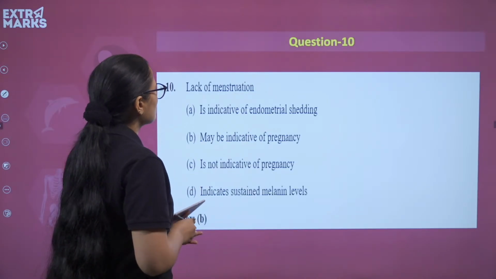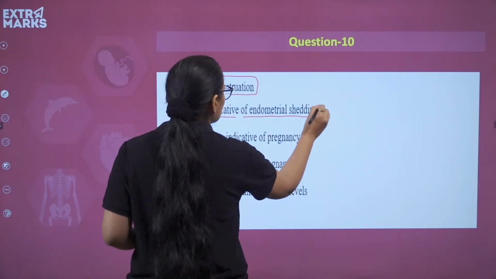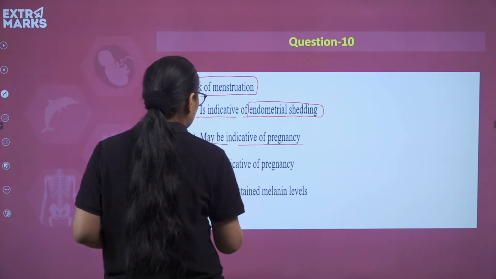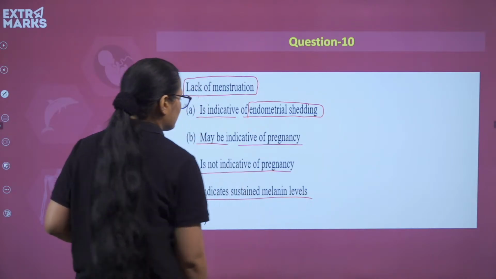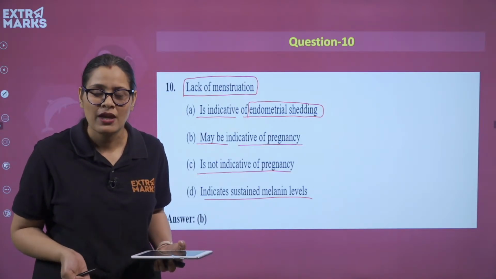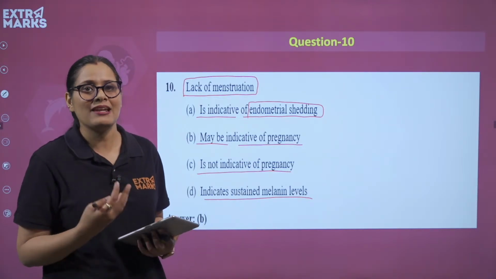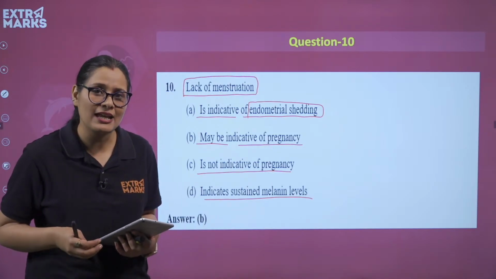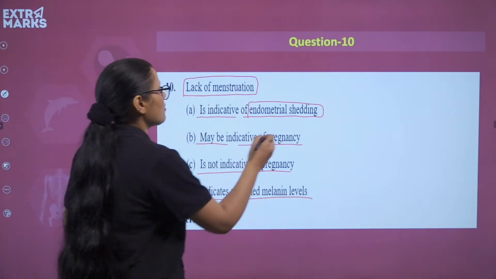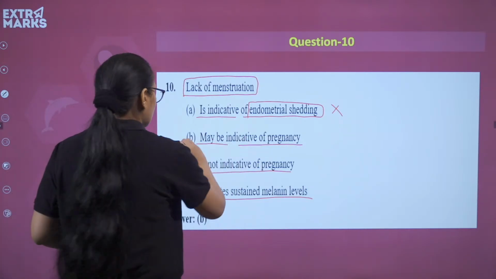The next question is question 10, which says, does lack of menstruation indicate endometrial shedding? The options are: it is indicative of endometrial shedding, it may be indicative of pregnancy, it is not indicative of pregnancy, and it indicates sustained melanin levels. We all know lack of menstruation may be indicative of pregnancy, because sometimes due to stress, some medication or other factors, we may lack menstruation. Maybe because of lactational amenorrhea: when a female is highly lactating, she lacks menstruation. So it is not indicative of menstrual shedding, because menstrual shedding happens when there is menstruation. It may be indicative of pregnancy is the correct answer.